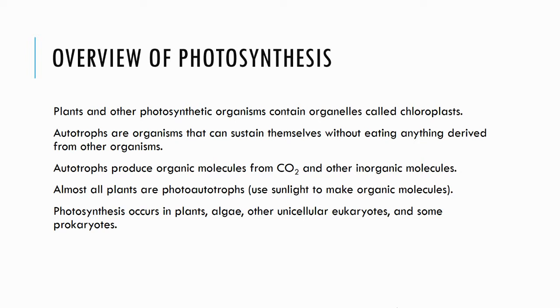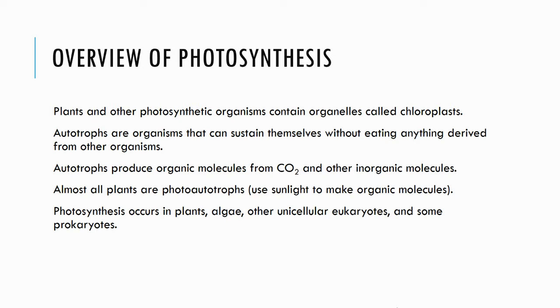Starting off with an overview of photosynthesis. Plants and other photosynthetic organisms contain organelles called chloroplasts. Some of the more basic organisms don't necessarily have chloroplasts, but they have photosynthetic regions, which gives us a clue about where chloroplasts came from.